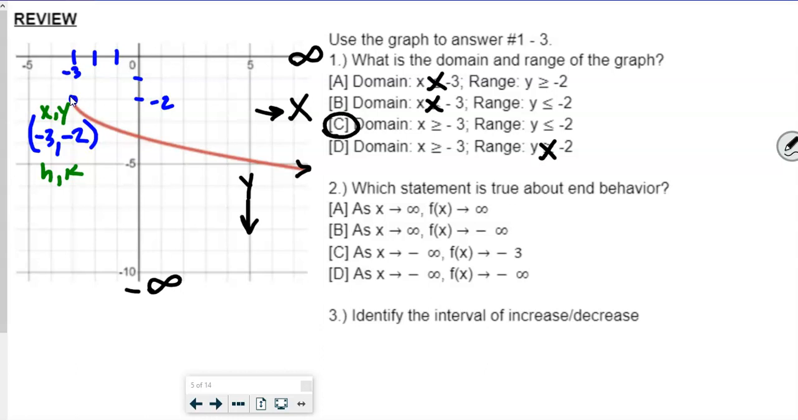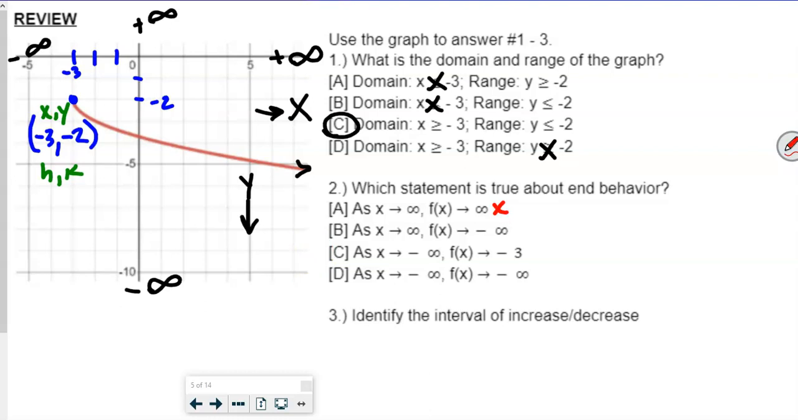Now, the next one says, which statement is true about our end behavior? Okay, so once again, we're going to talk about positive and negative infinity. So we got positive infinity over here, and we got negative infinity over here, right? At the top, we have positive infinity. At the bottom, we have negative infinity. So this says, as x, these are our x values right up here, right? As x approaches this way, what's happening to our y values here, y'all? Where are they headed? Negative infinity, right? So this one is false.